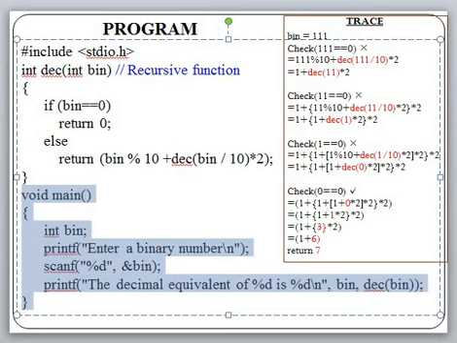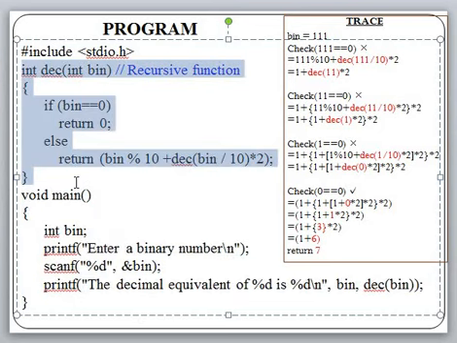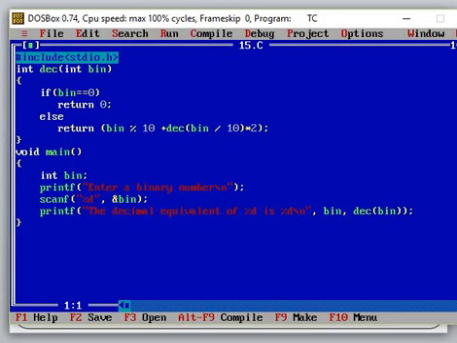But in this case the function definition appears first, that's why a prototype or function declaration is not required. Now we'll go through the program execution. So let us have the same example in the Turbo C compiler. I'll consider the input for this program to be 111.